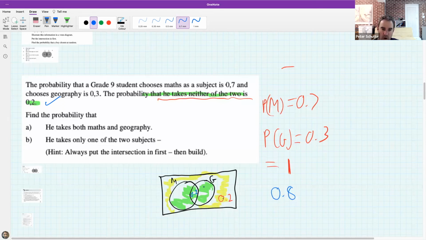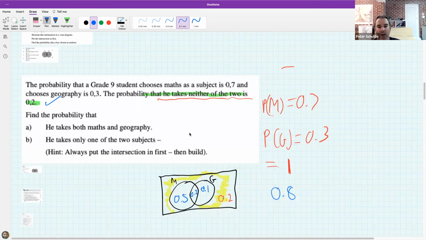And then the question is, what are these two regions going to be? Well, I know geography in total is a probability of 0.3, so this has to be 0.1. And then what are the people who only take maths going to be? If I know in total it's 0.7 and I've already got 0.2, this has to be 0.5.